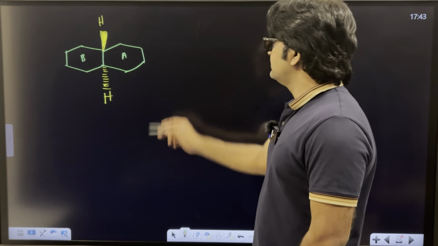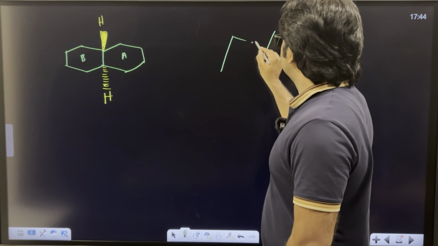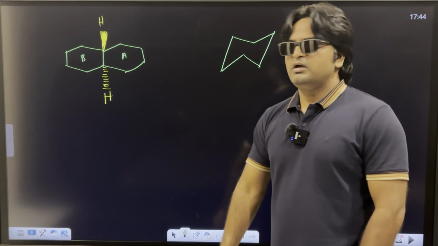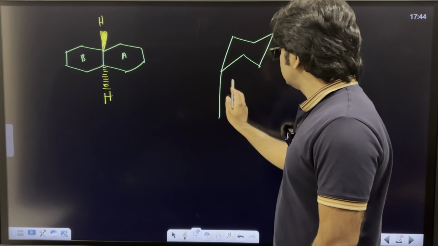Yes, first I am going to take A. Now this is my ring A, chair form, like this. Okay, fine. Next one, what is this hydrogen atom? One hydrogen atom below the plane.